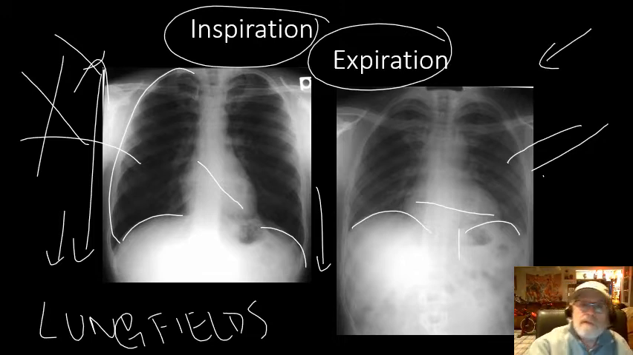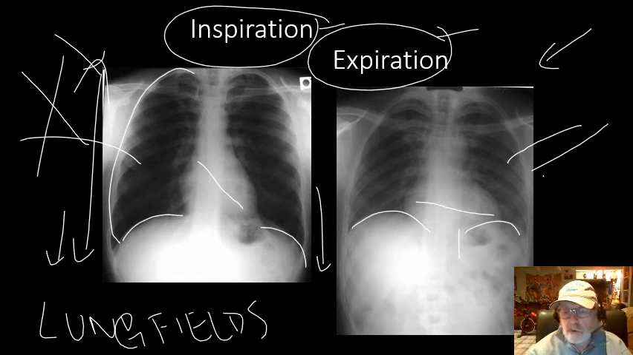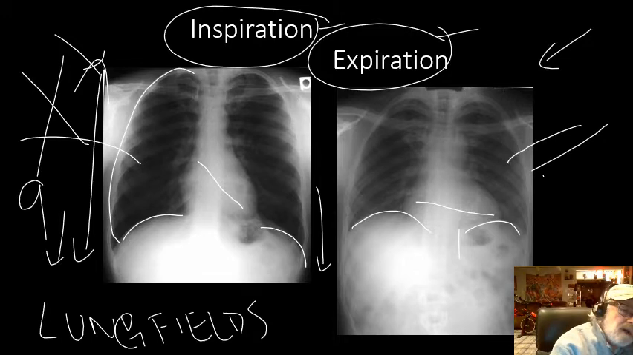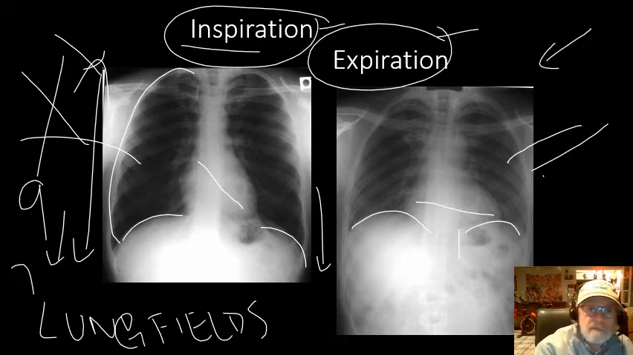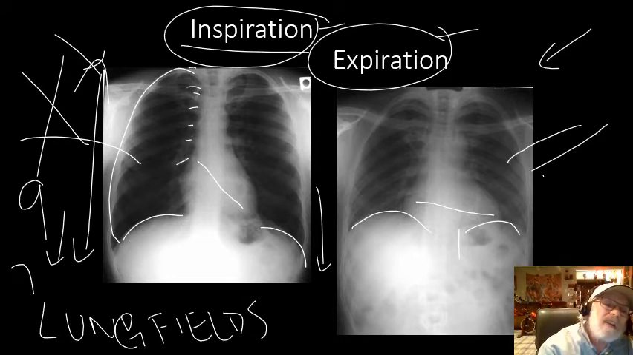So how do you know if it's an inspiration versus an expiration film? That's really pretty simple, and you'll learn this later on. You're going to be able to count ribs. If you could count 9 posterior ribs or 7 anterior ribs, then it's a good inspiration film. And if we look up in here, there's 1, 2, 3, 4, 5, 6, 7, 8, 9. I could see 9 ribs that are there.